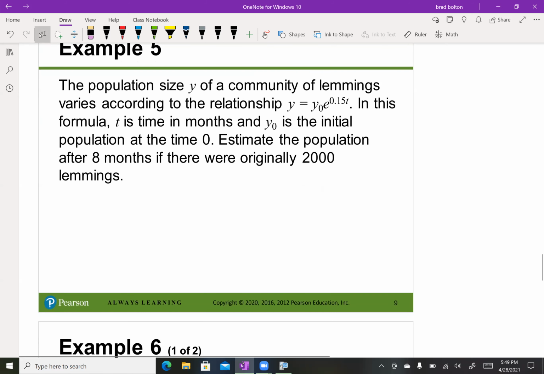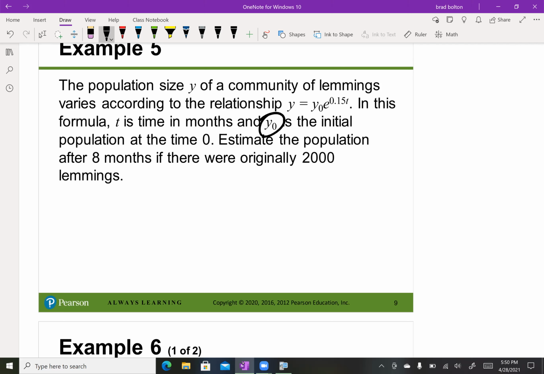All right, so population size y of a community of lemmings varies according to the relationship y equals y naught e to the 0.15 t. In this formula, t is the time in months and y naught, or y sub 0, is the initial population at the time 0. So this is our initial population. Okay, estimate the population after 8 months if there were originally 2,000 lemmings.